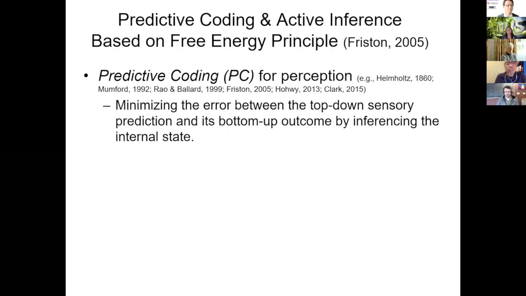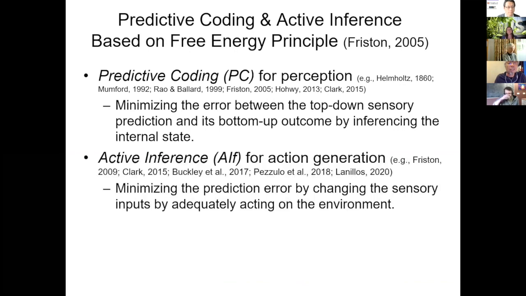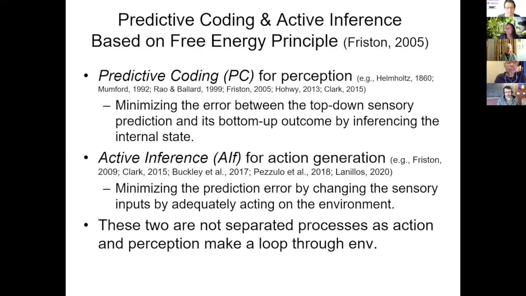Predictive coding is a theory of perception. It tries to minimize the error between the top-down sensory prediction and its bottom-up outcome by updating the latent states, the internal states. On the other hand, active inference is a theory of action generation, minimizing the prediction error by changing the sensory inputs, by adequately acting on the environment. However, the important thing is that these two are not separate processes, as action and perception form a loop through the environment.